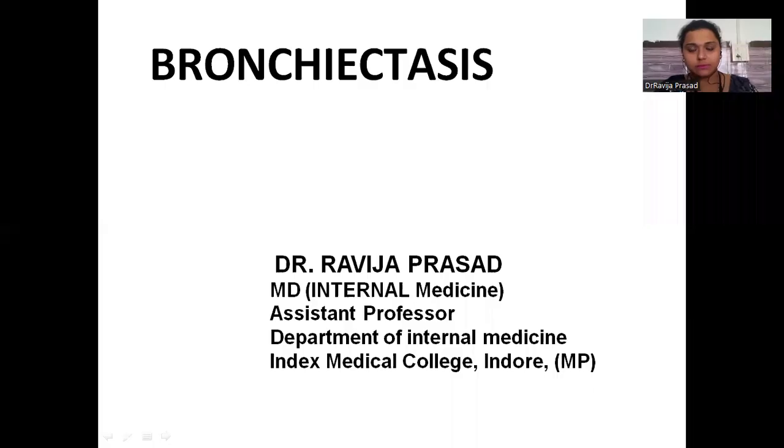Then, in the treatment, we need to remember that we give supportive therapy along with antibiotics. If the patient does not respond to antibiotics and is really critical, they go for bronchoscopy or surgical management. Only when the patient is really critical and responds very poorly to antibiotics do we go for the surgical approach.